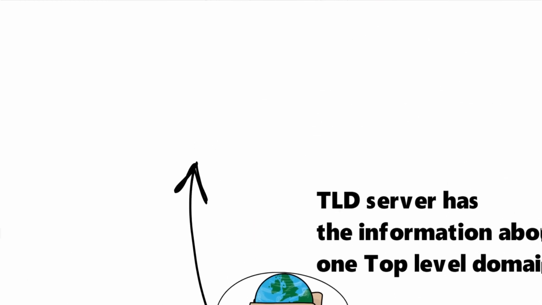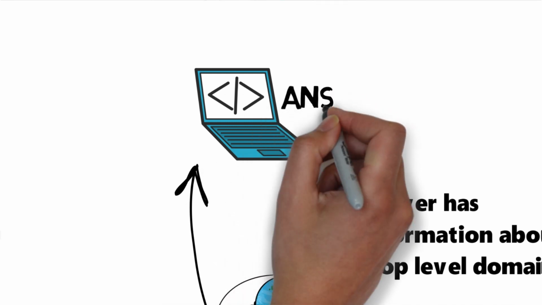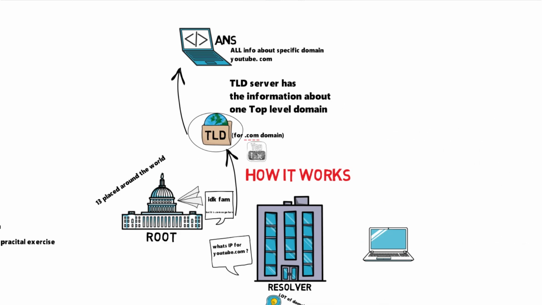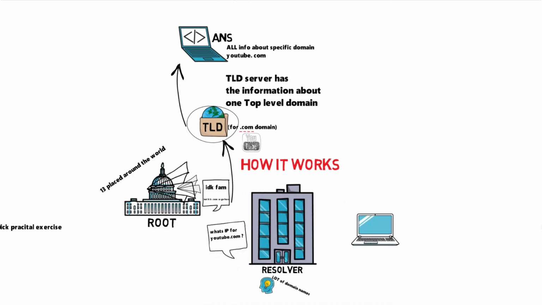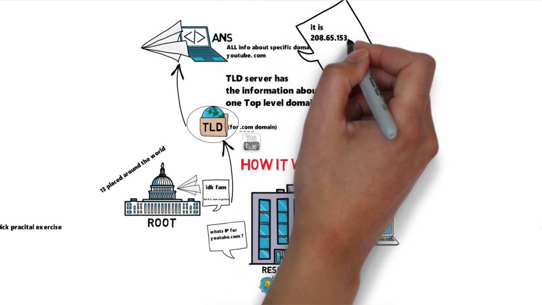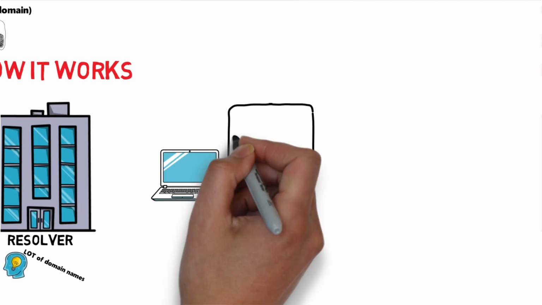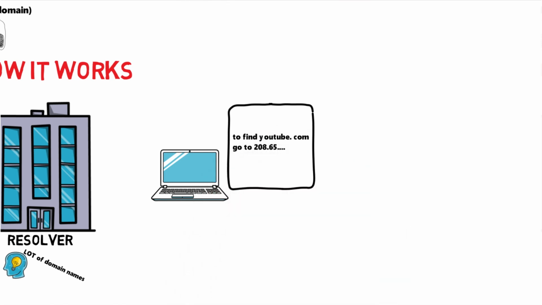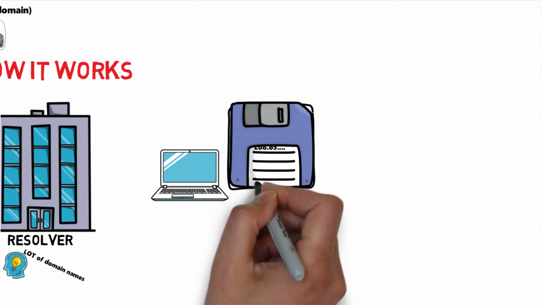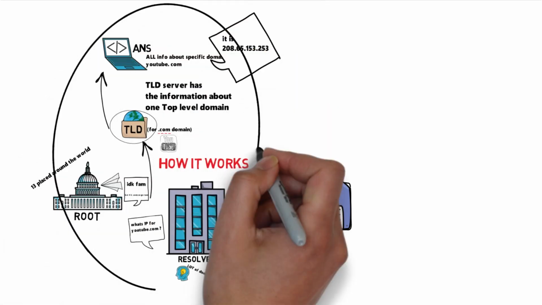TLD server will navigate the resolver to the next and final server, the authoritative name server. The name server knows everything about the domain, so when the resolver asks for the IP address of youtube.com, the name server will respond with the IP address. Resolver will then send it to your computer and you can finally visit youtube.com. Another important fact is that the resolver will store this IP address in its memory, so it doesn't have to go through all these steps again.